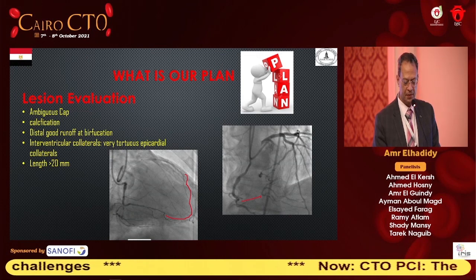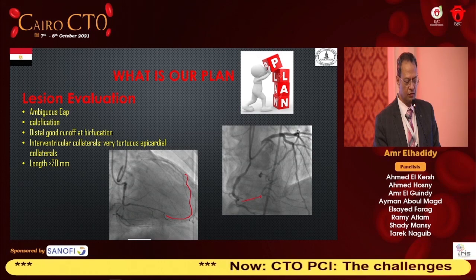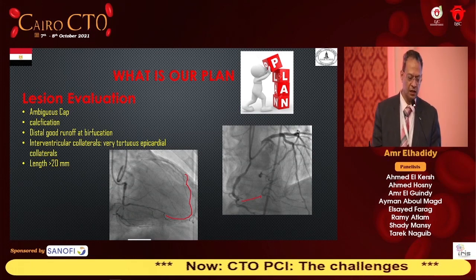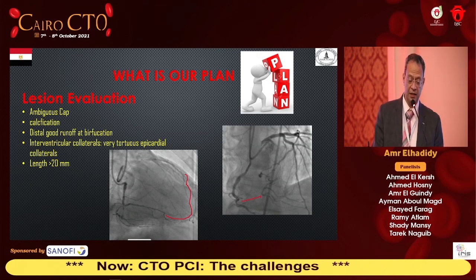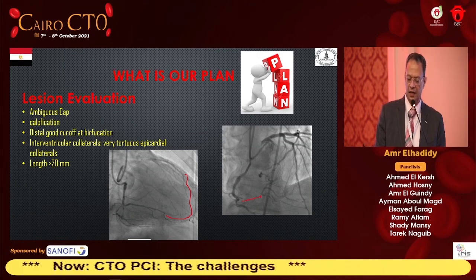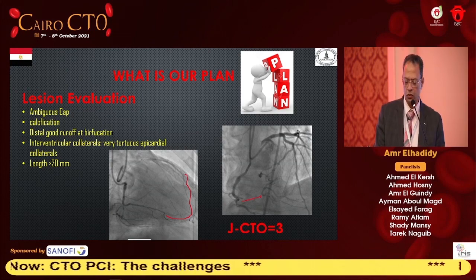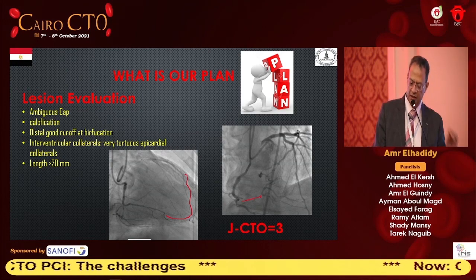Definitely, this is an ambiguous gap, as you see in the RCA occlusion with calcification and good distal runoff at the bifurcation, very tortuous epicardial collaterals, and lesion length more than 20. So the Japanese CTO score is 3, so it's a very difficult case.